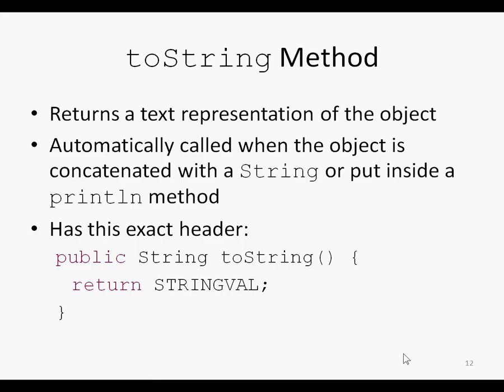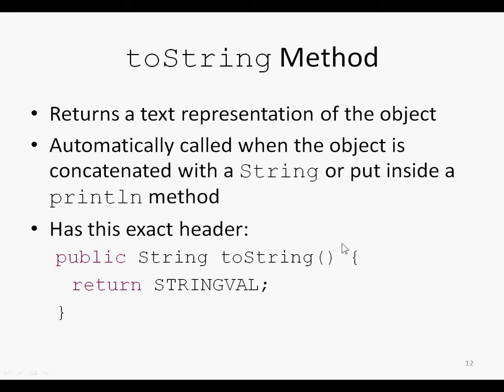So the last core piece that you should always have inside your own classes is the toString method. The job of the toString method is to create a text representation of your object. The toString method has this exact header, so it has to look exactly like this: public String toString. We'll talk a little bit more about why that is when we talk about inheritance. But for now, just know that it has to have exactly this header, public String toString, taking in no parameters.